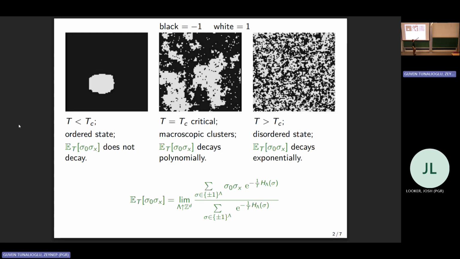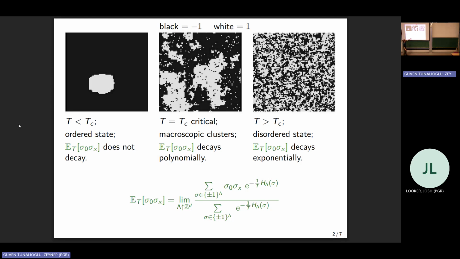If we then increase the temperature, which intuitively means the system has more kinetic energy in it, then the energy contribution from spins being aligned or misaligned doesn't matter that much anymore, which makes the system more likely to misalign, because that's just a small contribution to its energy. At that point, you get a disordered state, and this expectation decays exponentially to zero. At criticality, you get polynomial decay.